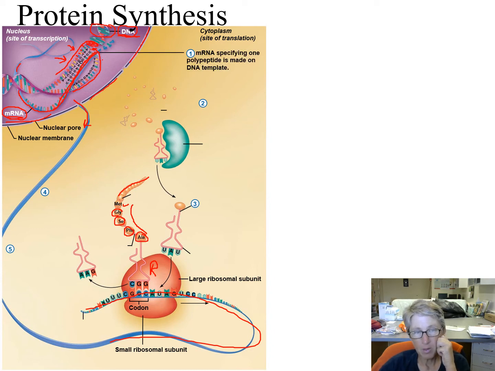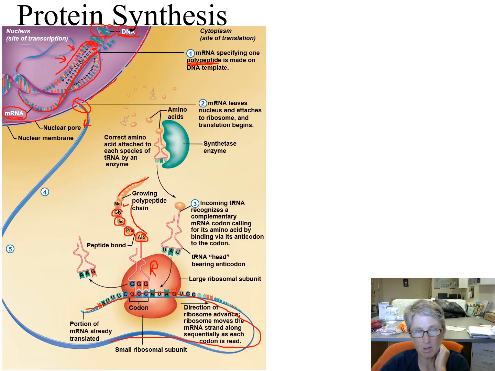So we talked about this messenger RNA here. This messenger RNA will specify one polypeptide. So a polypeptide is just the precursor to a full-grown protein. It's made on the DNA template. We talked about this messenger RNA leaves the nucleus, goes to a ribosome, and starts translation. And then number 3, this incoming transfer RNA. So we have RNA, we have messenger RNA, we have transfer RNA, we also have ribosomal RNA.